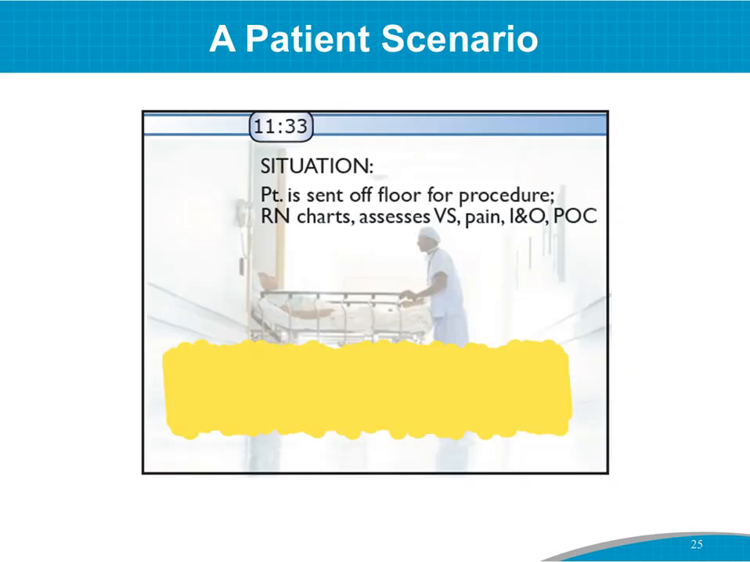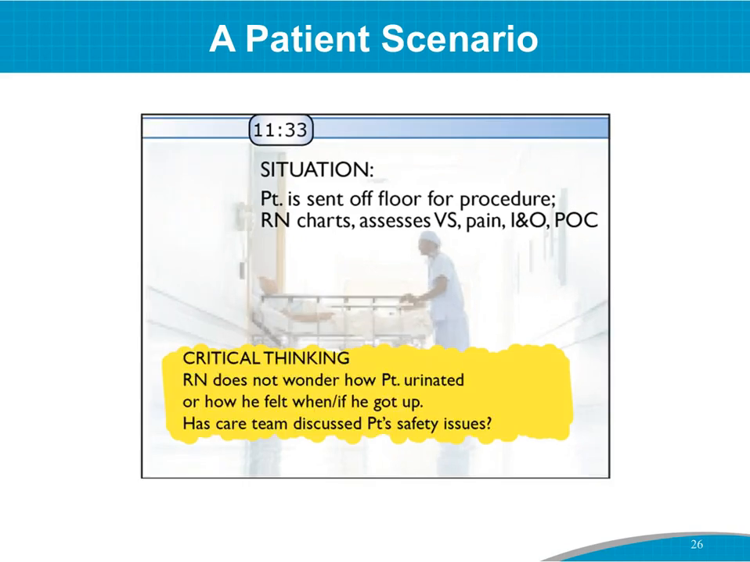So the patient goes off the floor at 11:30, and the nurse is charting, assessing the vital signs, the pain, the I&O, and the plan of care. So the RN isn't really thinking about how the patient urinated or how he felt when or if he got up, and has the care team really discussed the patient safety issues around this patient?